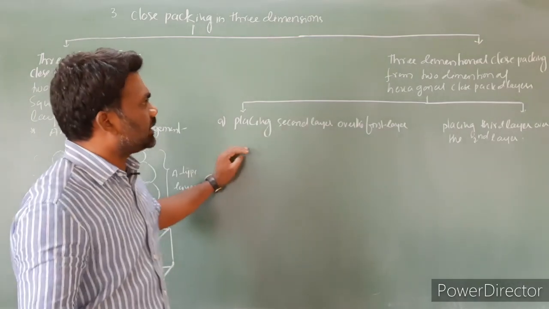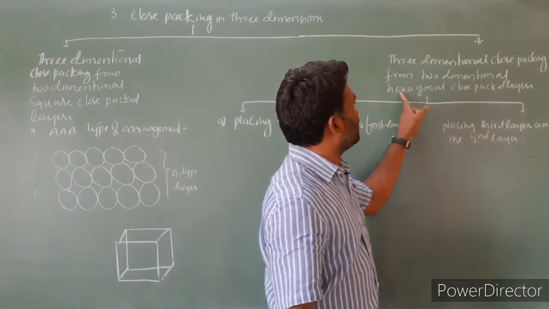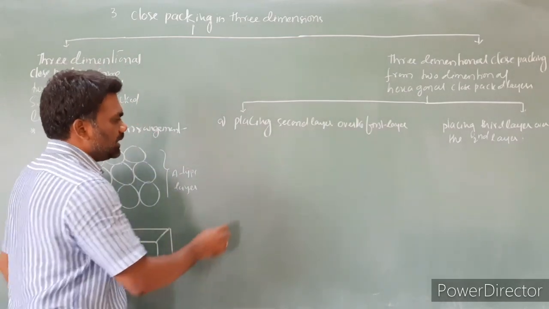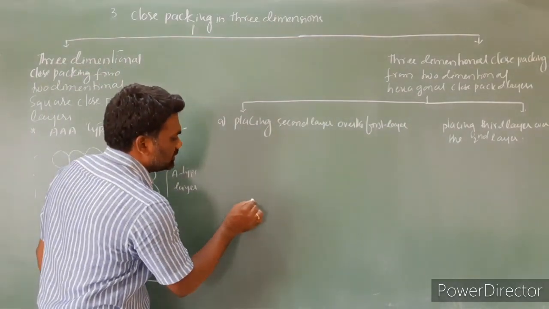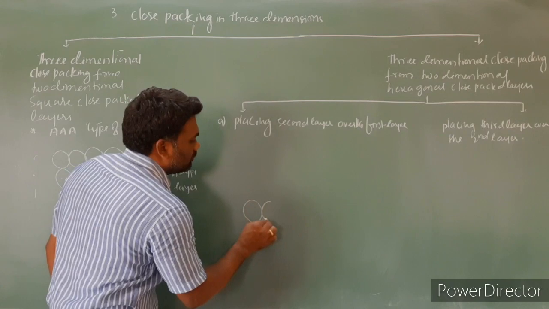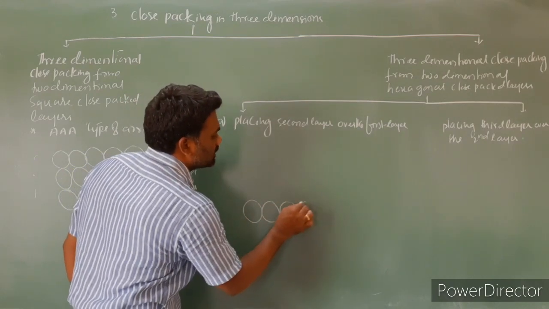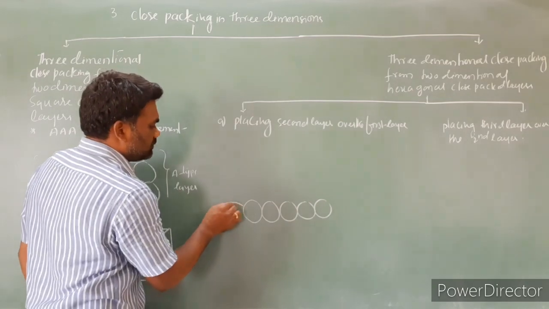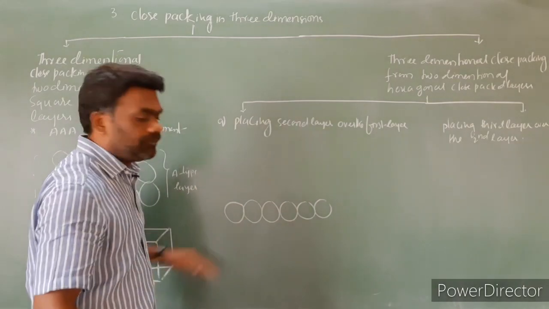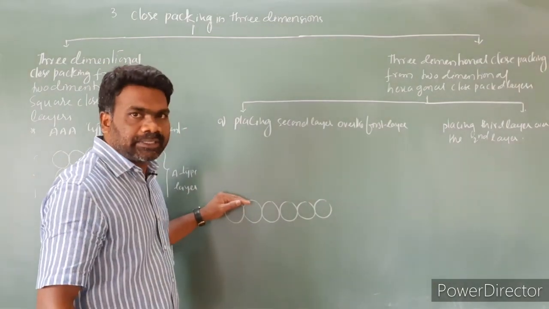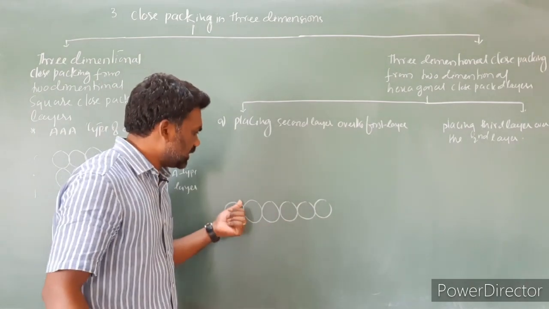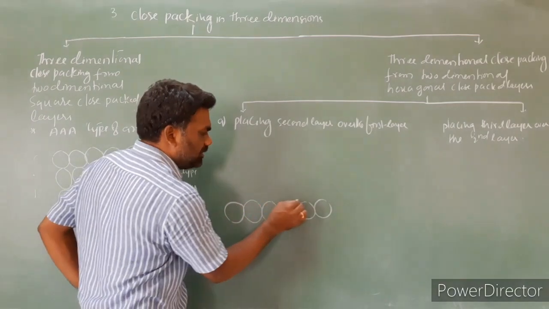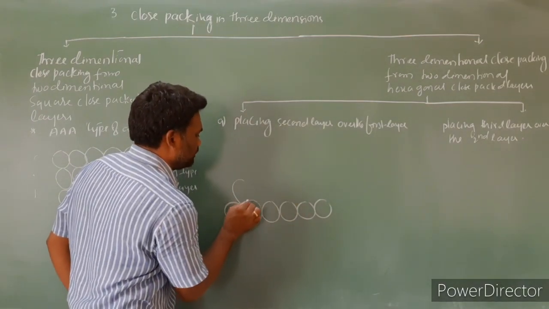So first we have to take 2-dimensional hexagonal close packed layers. First I am taking a 2-dimensional hexagonal close packed layer. So this is the first layer. In the case of a 2-dimensional hexagonal close packed layer, the spheres of the second row are placed in the depressions of the first row. This is the first row. The second row we have to place in the depressions of the first row. So these are the depressions of the first row, like this.